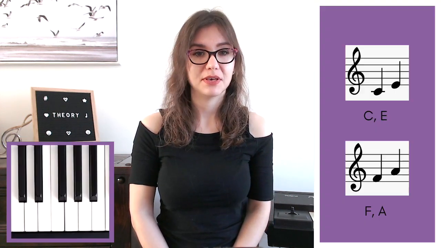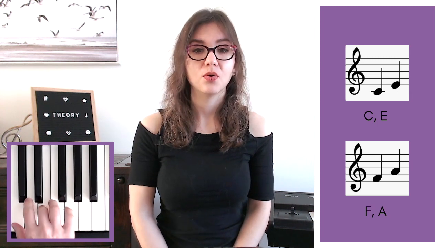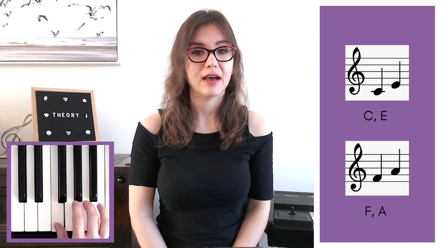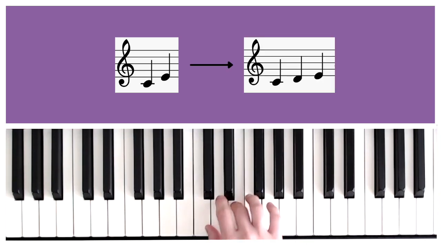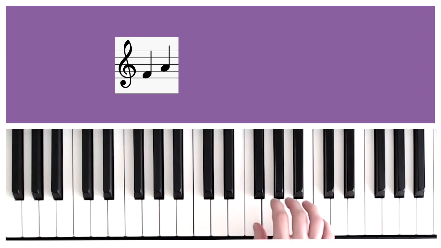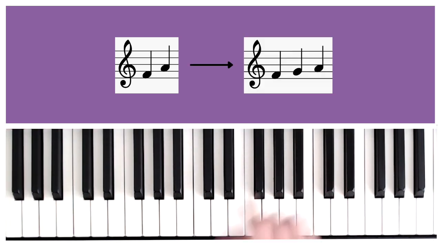Skips are when we have one note in between, specifically one letter. Here we have C to E, where we skipped over D, and F to A, where we skipped over G. A skip is always from a line note to another line note or a space note to another space note. C to E are both line notes, and in order to get from C to E, you had to skip over one space note, which is D. The same thing with F to A. In order to get from one space note to the next space note, we had to skip over G, a line note.